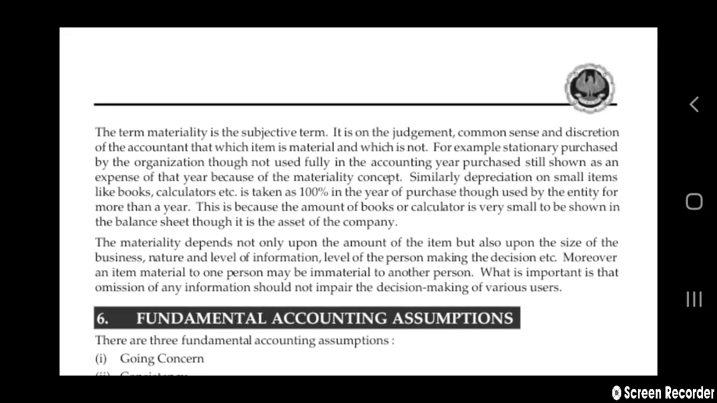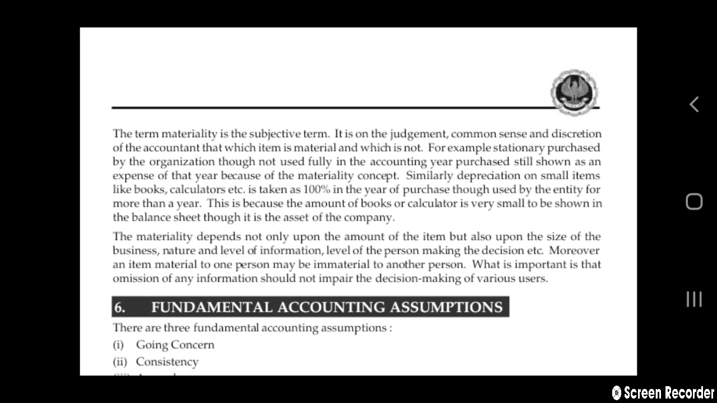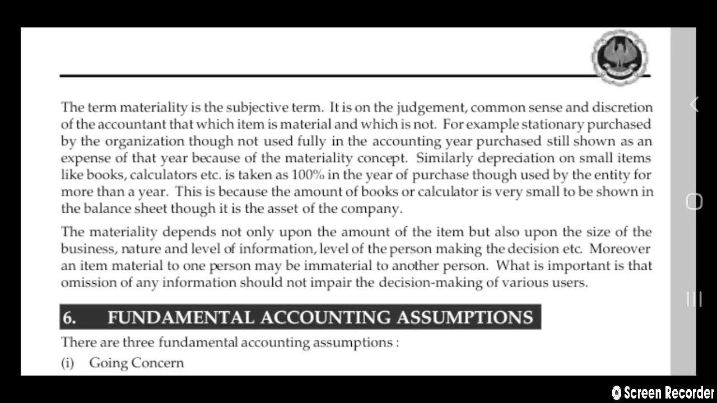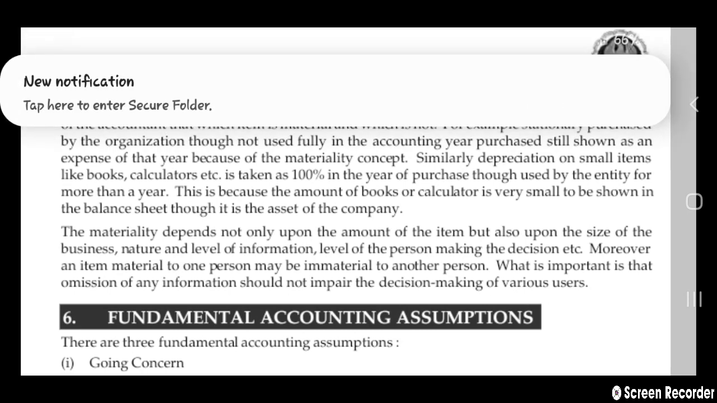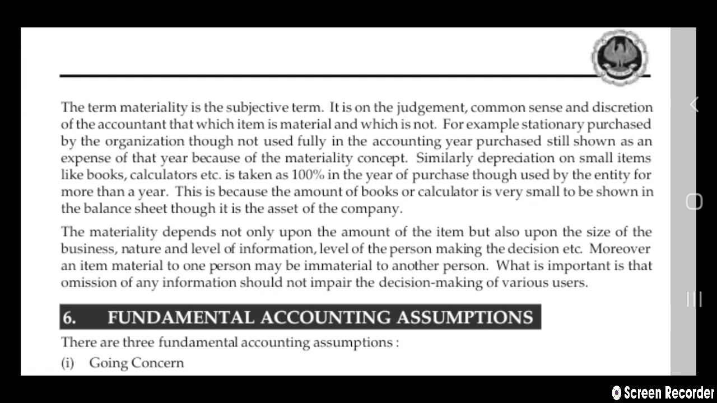Next, the term materiality is a subjective term. It depends on the judgment, common sense, and discretion of the accountant, who decides which product is material and which is not. The accountant will have the knowledge to classify which is a product and which is not.